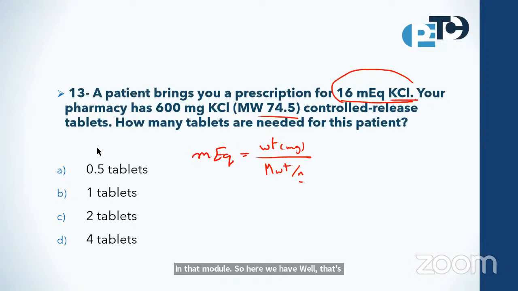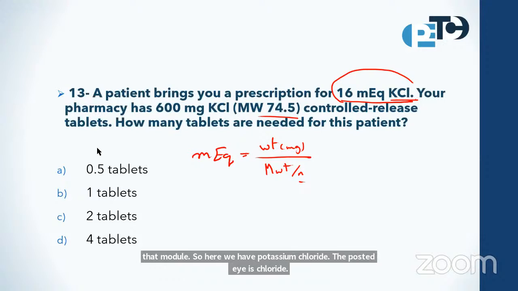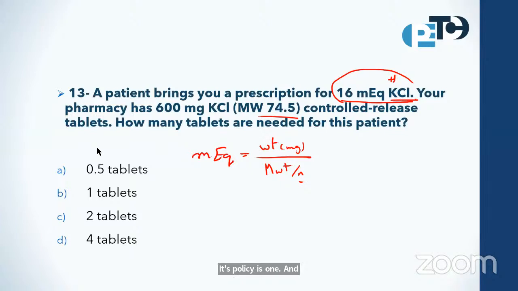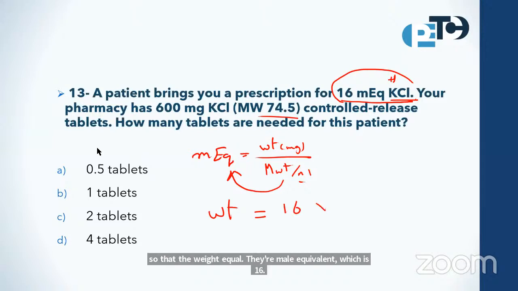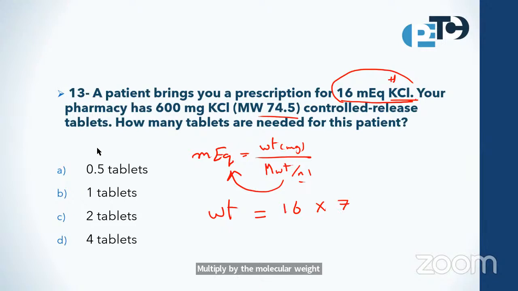The positive ion is potassium. Its valency is 1. And how many potassium? We have only 1 potassium. So the small n here equals 1. Just multiply, transfer this to the other side, so that the weight equals the milliequivalent, which is 16, multiplied by the molecular weight, which is 74.5.